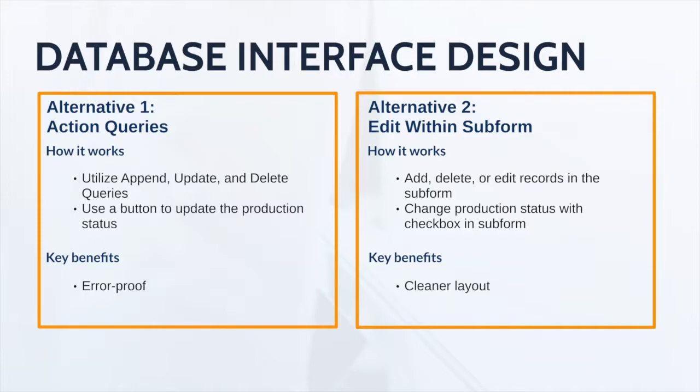This minimizes the mistakes that could be made by users editing data. The second alternative is allowing planners to edit data within the subform, eliminating the need for any text boxes or buttons. This provides a much cleaner layout, but requires planners to be precise with their data manipulation.